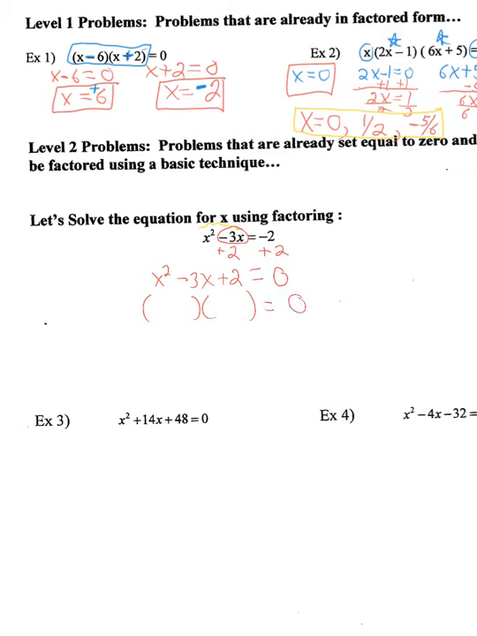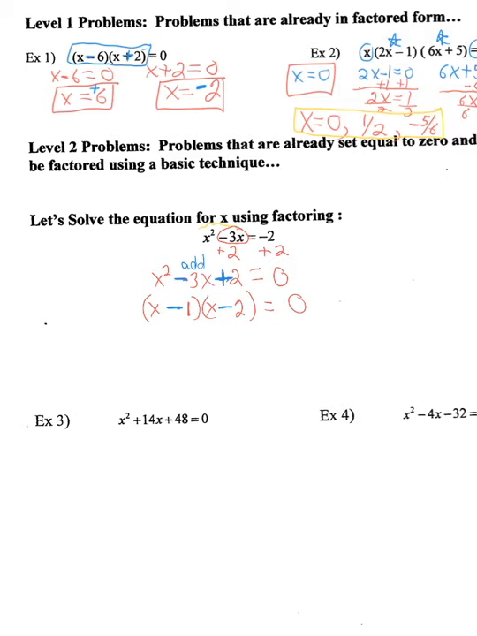Okay, it's 3 terms, good chance double parentheses. It's got to multiply to be 2. Oh, well, that's easy. There's only 2 choices for that, 2 and 1. And now we got to get the signs right. It has to multiply to be +2 and add to be -3. The only way that works is 2 negatives.